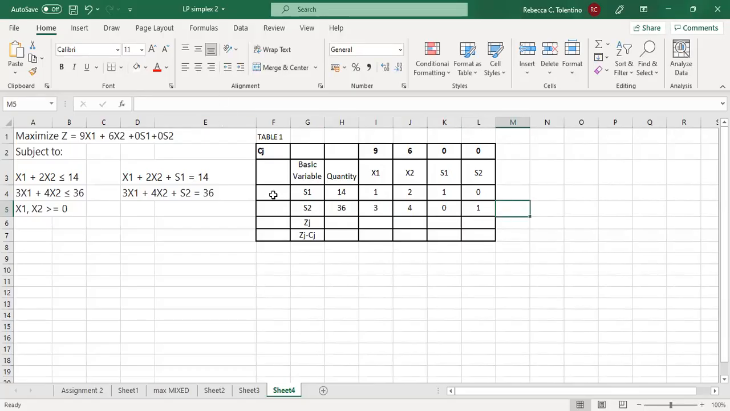Again, this is for the objective. Dito galing din sa taas. The numerical coefficient of the slack variables are 0. So we enter 0 here, and 0 also for s2.